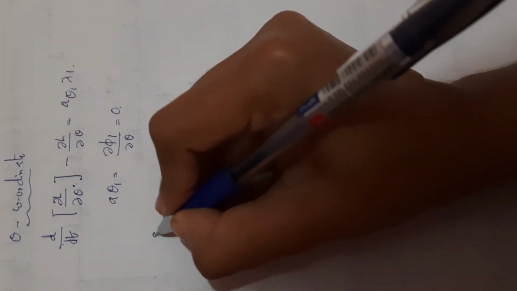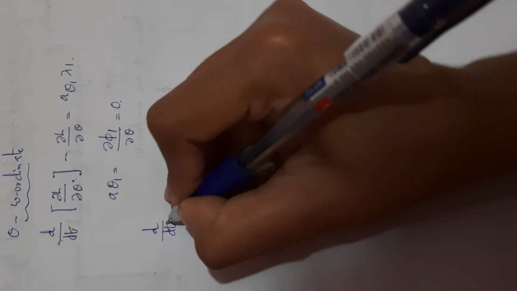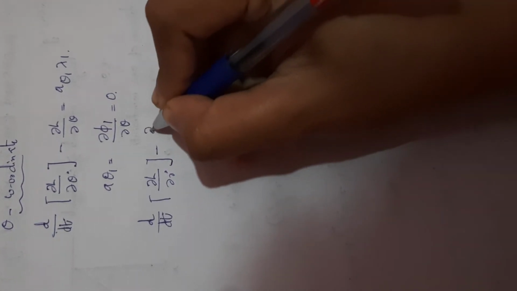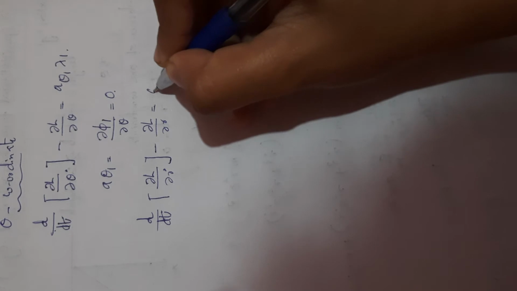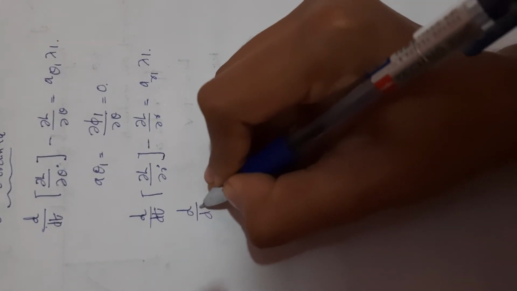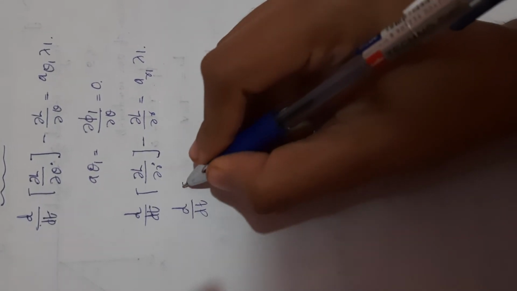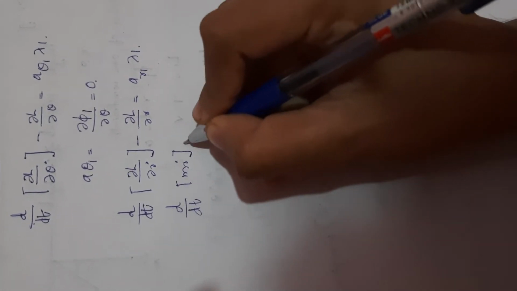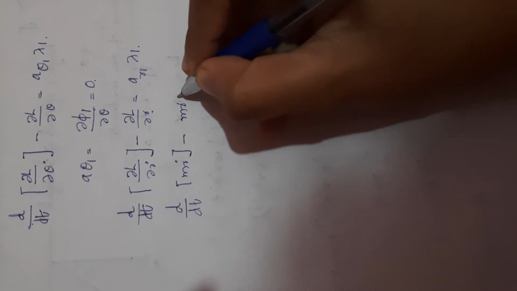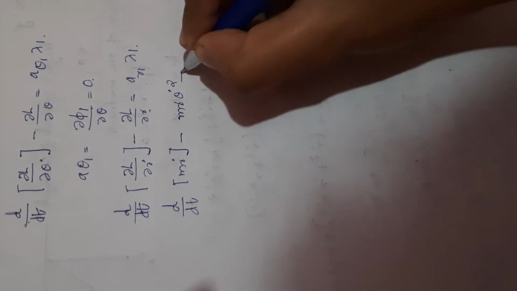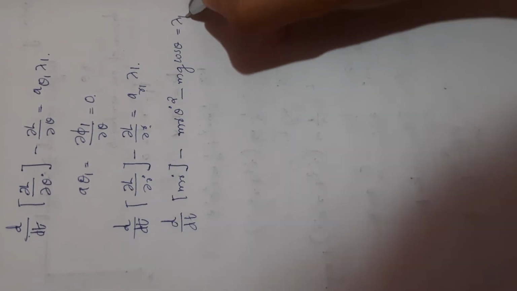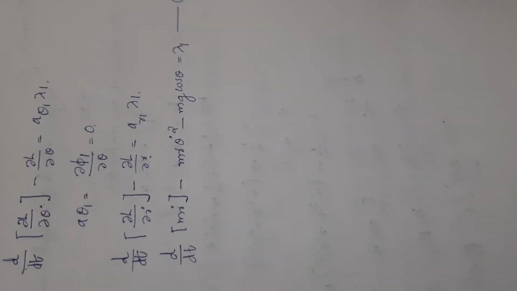And also we can write d by dt of dou L by dou r dot minus dou L by dou r is equal to a r1 lambda 1. Then d by dt of dou L by dou r dot is m r double dot, minus dou L by dou r, which gives m r theta dot square minus mg cos theta, is equal to lambda 1. Mark it as equation number 1.